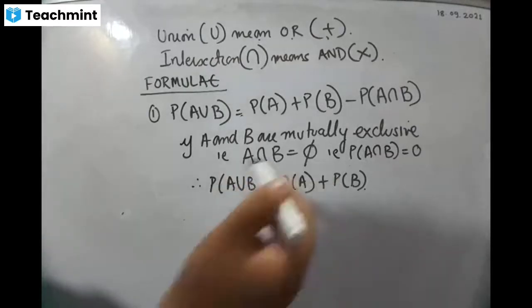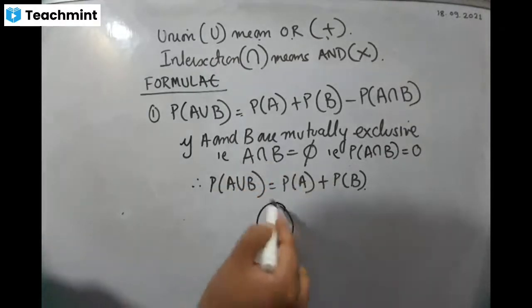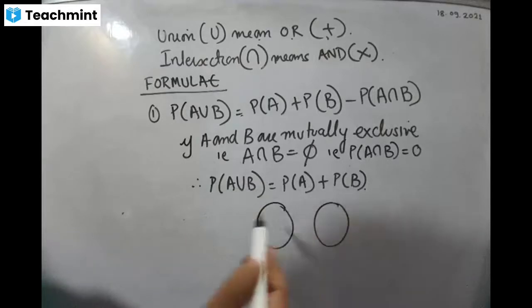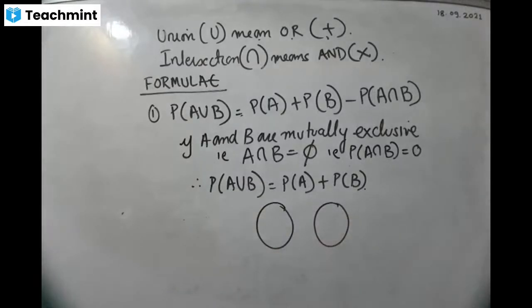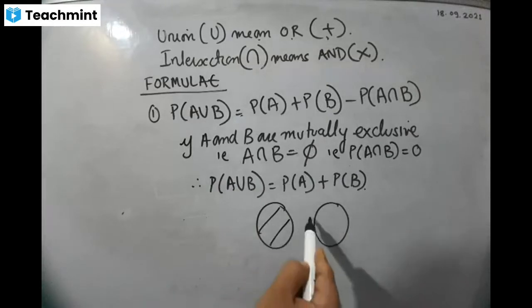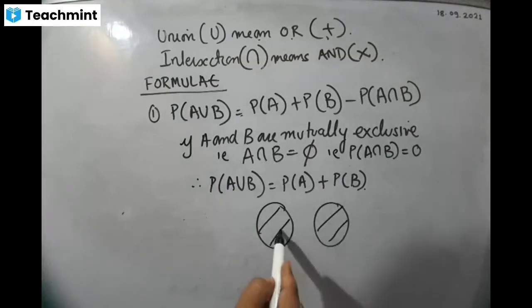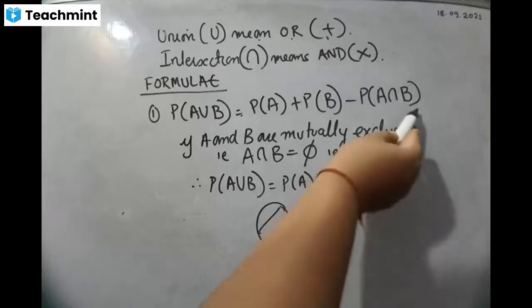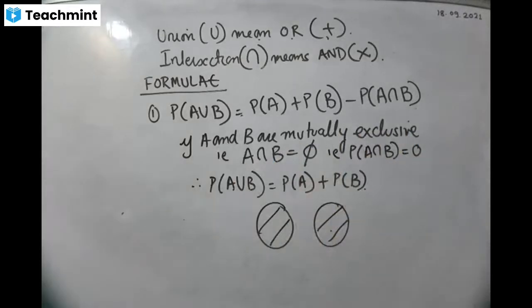So A intersection B equal to phi, what does that mean? A and B have nothing in common. These are disjoint sets. So probability of A union B will be probability of A plus probability of B. This part will not be there. So I hope you understood by the Venn diagram also. So this is called a disjoint set.